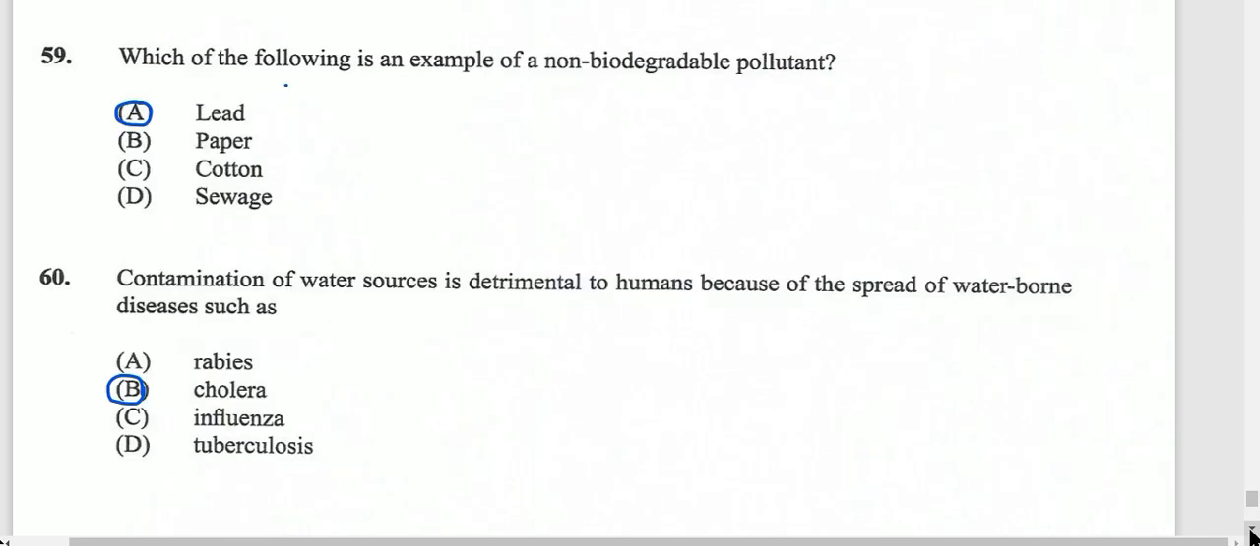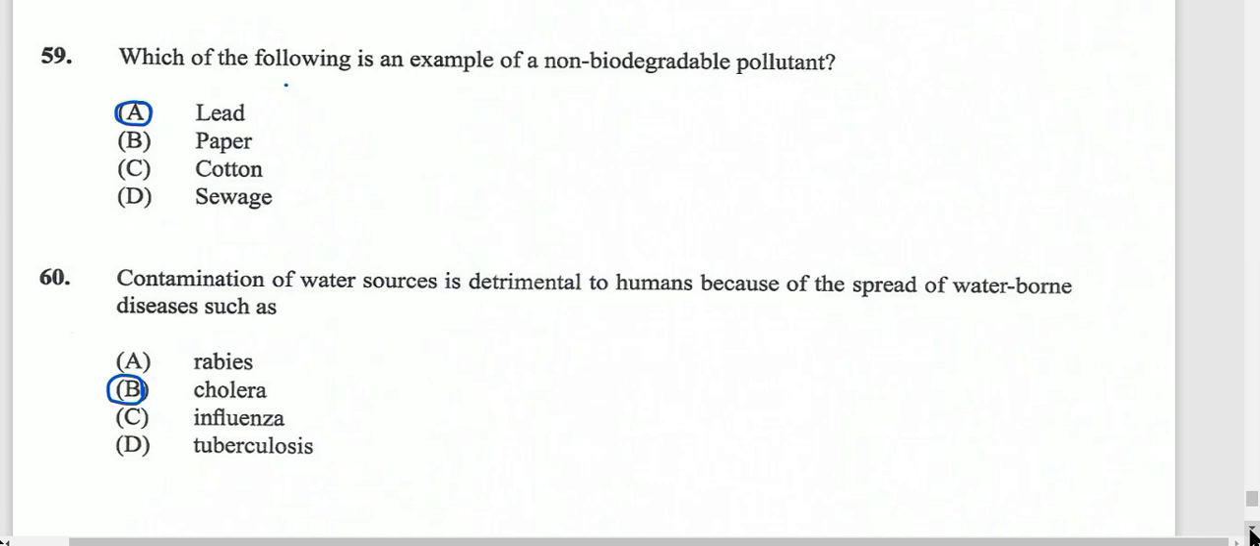For 59, which of the following is an example of a non-biodegradable pollutant? This is also covered in our Ecology Live. The answer here is going to be lead. Paper is biodegradable, cotton, and of course sewage, though a pollutant, is also biodegradable. And all these materials, if they are not properly managed, are all pollutants. But of course lead is non-biodegradable, so A is your answer for 59.